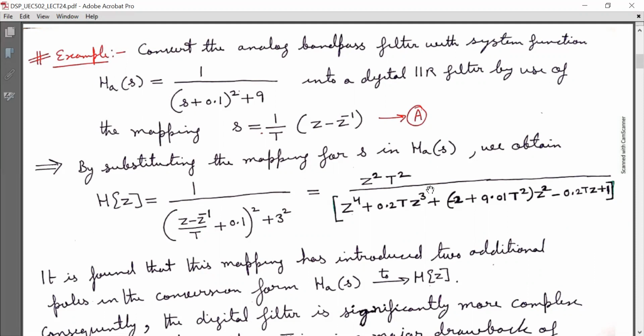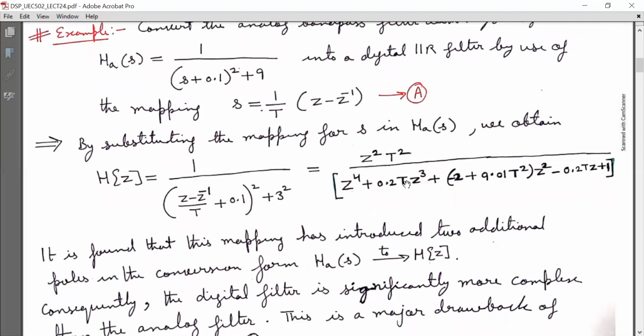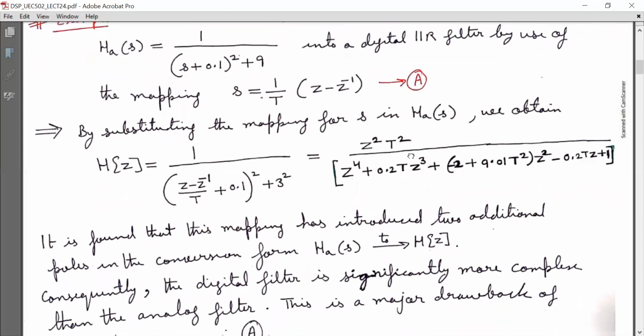So by substituting the mapping for s in H_a(s), as we discussed in the last lecture, we obtain the system function for the digital filter as H(z) equal to 1 by bracket (z minus z inverse) divided by T plus 0.1, bracket whole square, plus 3 square. And if I solve it further, this expression as shown on the screen comes into picture, that H(z) is equal to this expression.